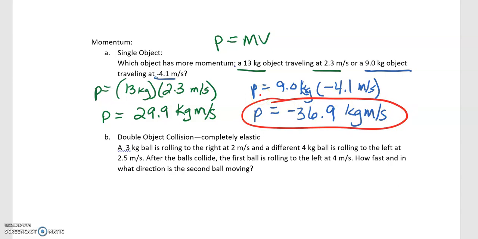Sometimes people will get thrown off by the negative sign, and the negative is just indicating the direction that the momentum is going. So essentially, these objects are rolling in opposite directions from each other. The negative here is just saying that we have 36.9 kilogram meters per second rolling to the left, versus object number 1, which had 29.9 kilogram meters per second going to the right. So object number 2 actually would have more momentum.